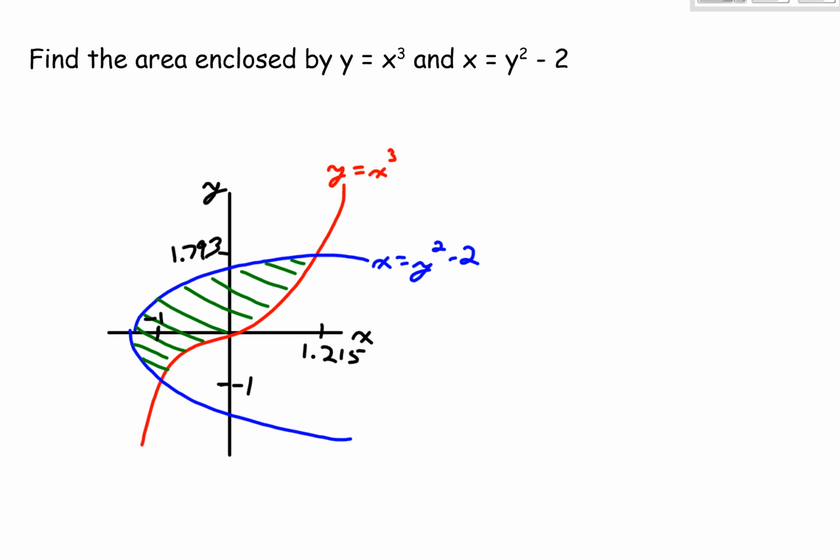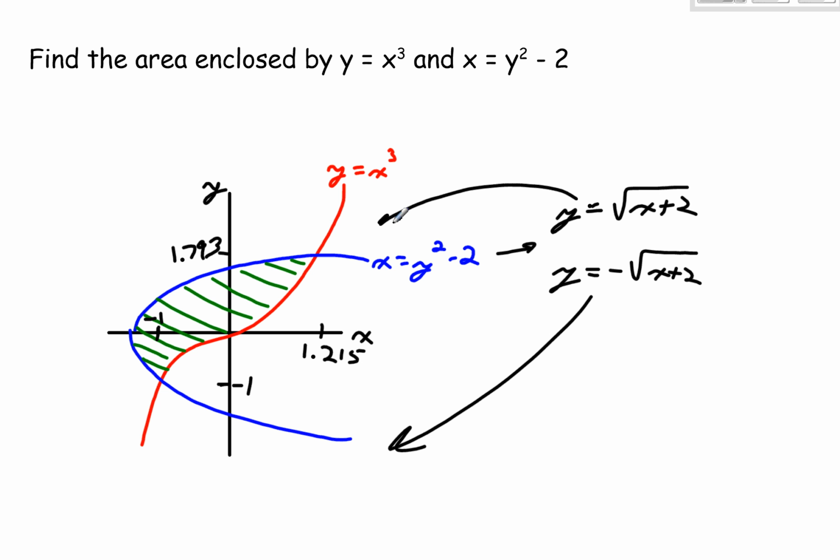So, for example, if I'm looking for the area between y equals x cubed, which is a function, and x equals y squared minus 2, which is a sideways parabola, so not a function. I could do this by keeping everything with respect to x, because x equals y squared minus 2 really is two separate functions, where y would be the positive square root of x plus 2, and y would be the negative square root of x plus 2, which would be the bottom half and the top half of the parabola. And I could graph those on my calculator.